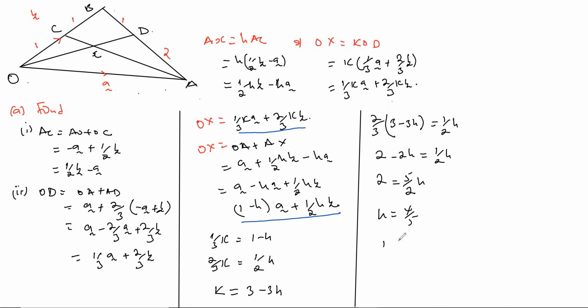Now, once you get H, you can get the value of K. To get the value of K, normally you substitute here. When you know H, you put in 4 over 5. So when you put 4 over 5 there, what do you get? Let me do it on the calculator. 3 minus 3 times 4 over 5. The answer is 3 over 5. So it means the value of K equals 3 over 5.